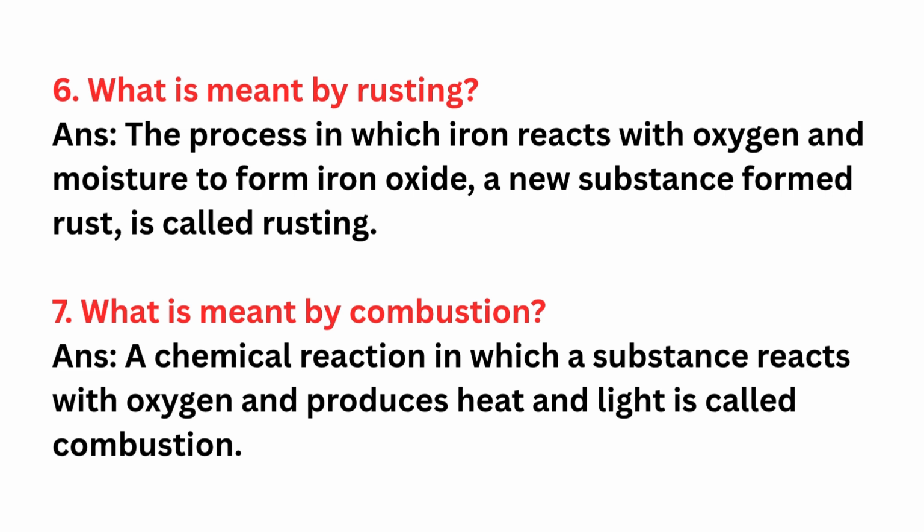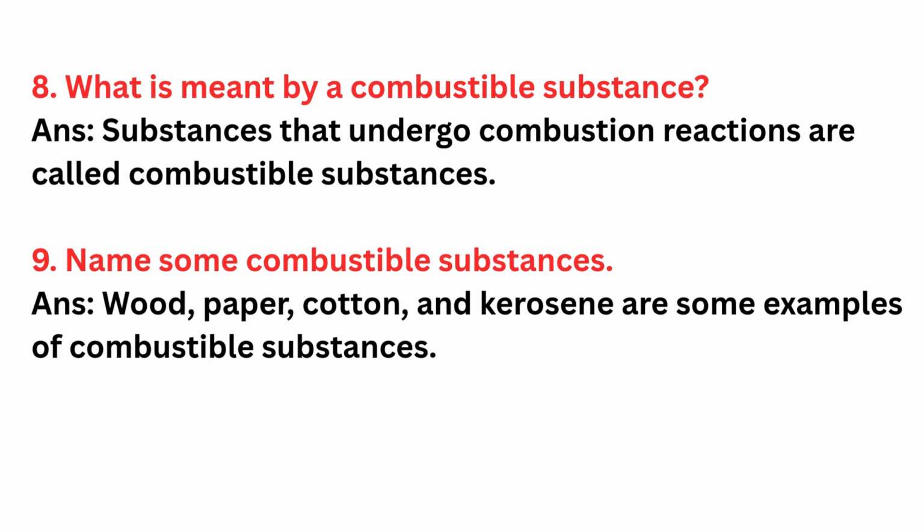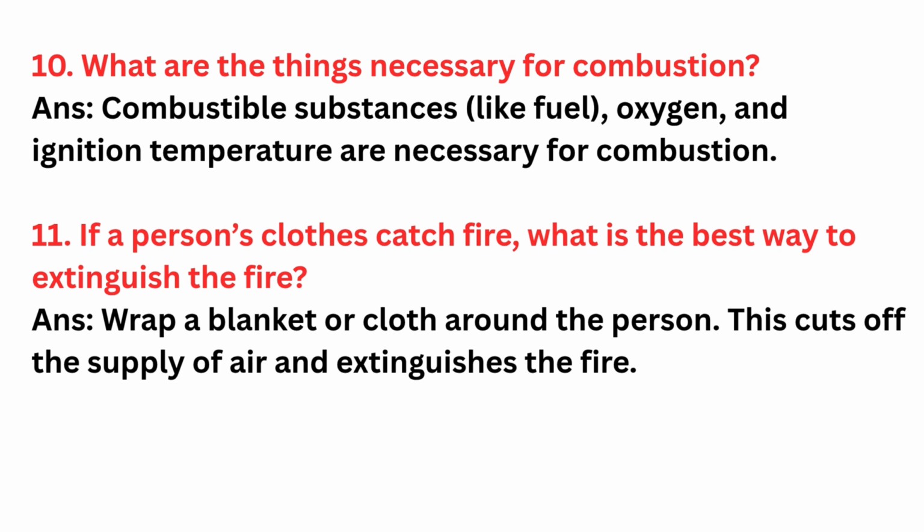Question number 8, what is meant by combustible substance? Answer: substances that undergo combustion reactions are called combustible substances. Question number 9, name some combustible substances. Answer: wood, paper, cotton and kerosene are some examples of combustible substances. Question number 10, what are the things necessary for combustion? Answer: combustible substances like fuel, oxygen and ignition temperature are necessary for combustion.